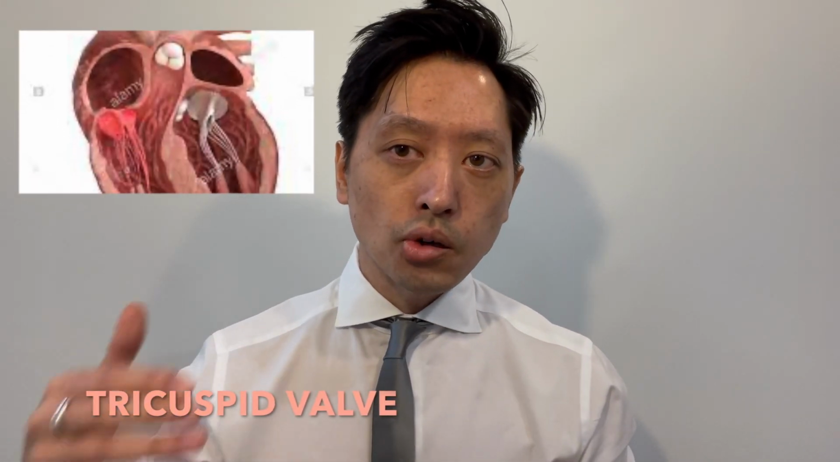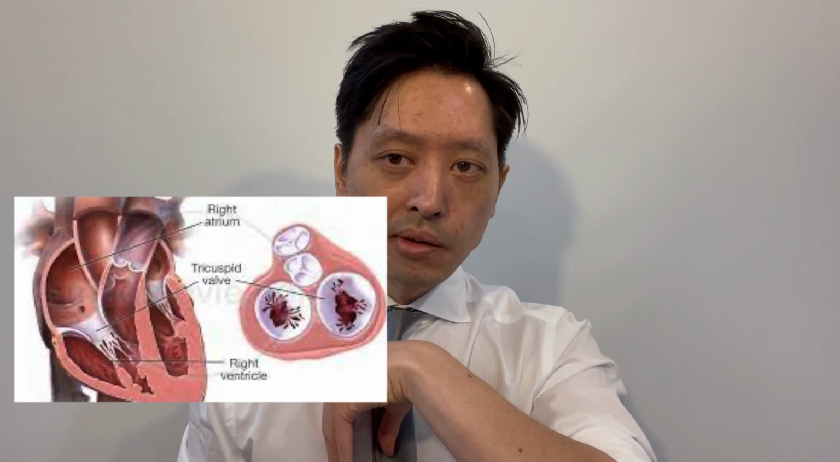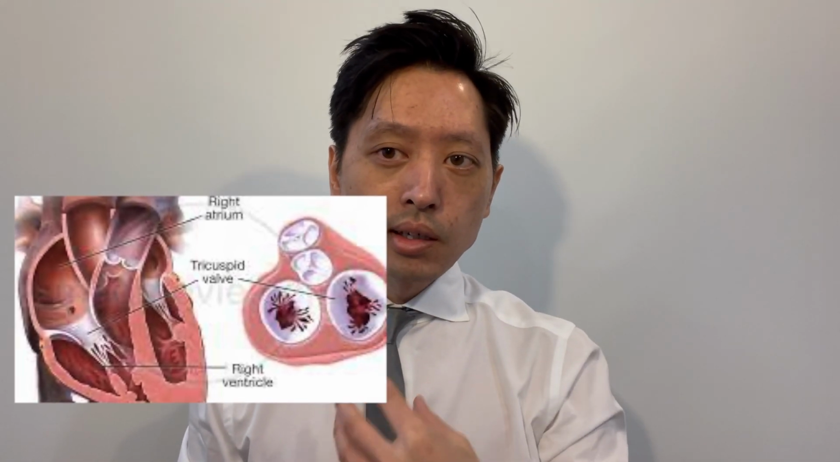For the deoxygenated blood to go from your right atrium to your right ventricle, it has to go past a valve, and that valve is called the tricuspid valve. Tricuspid valve. So deoxygenated blood from your right atrium goes past the tricuspid valve into your right ventricle. Now your deoxygenated blood is in your right ventricle. Where does it go next?